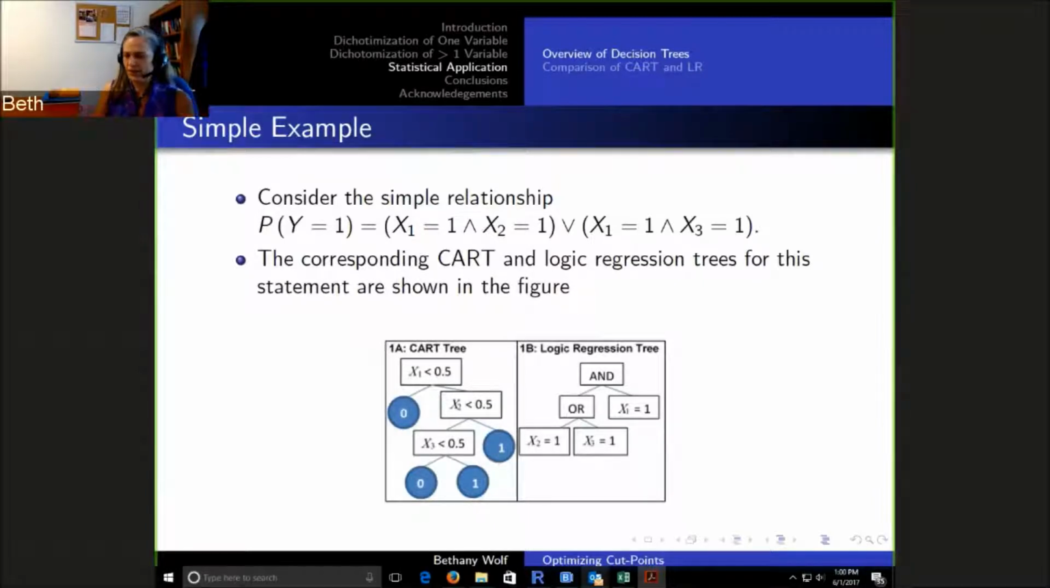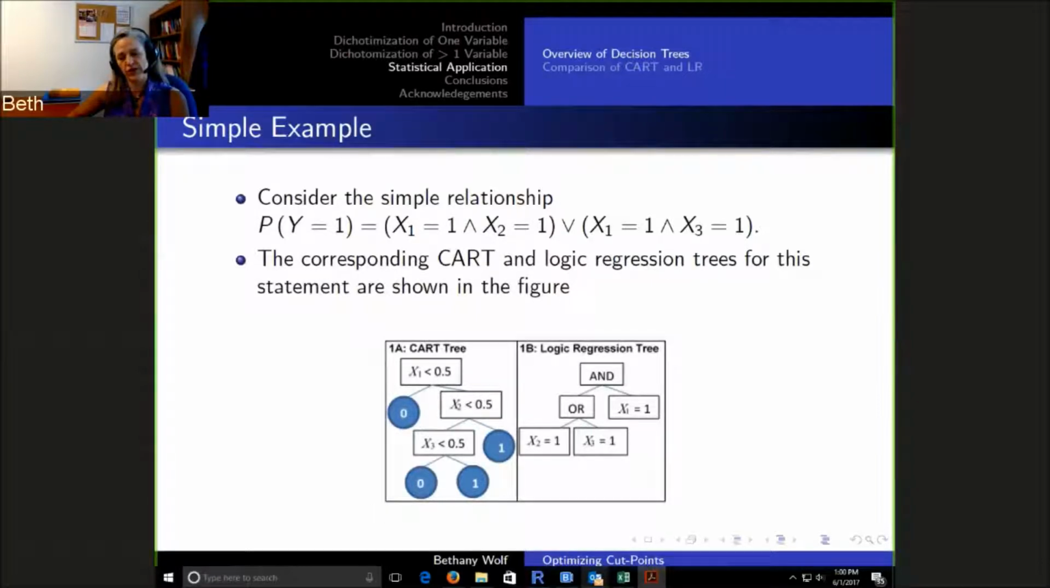Now, the binary variable thing is, of course, a bit of a problem, but logic regression requires it. So if I compare this probability statement, I can actually generate a corresponding classification CART tree and a logic regression tree, and they're shown in the pictures here. 1A is the CART tree. So the way that CART works, it goes down and it dichotomizes, even for a binary variable. So it says if x1 is less than 0.5, then you go down this branch here, and we predict you not to have disease.